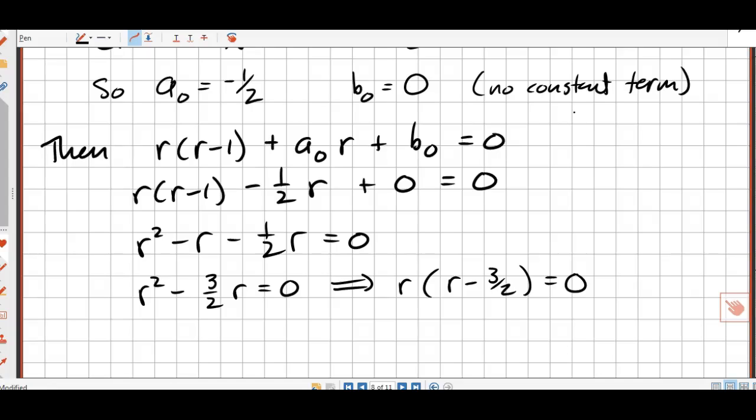All right, so if we plug a sub 0 equals negative 1/2 and b sub 0 equals 0 into that indicial equation, r times the quantity r minus 1 plus a sub 0 r plus b sub 0 equals 0, then we get r times the quantity r minus 1 minus 1/2 r plus 0 equals 0. We do some distribution and combining like terms, and we get r squared minus r minus 1/2 r equals 0, that's r squared minus 3/2 r equals 0. Then if we factor that, we get r times the quantity r minus 3/2, and that gives us the two roots, same thing we got before: r equals 0 and r equals 3/2.